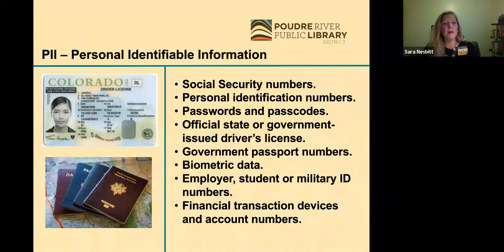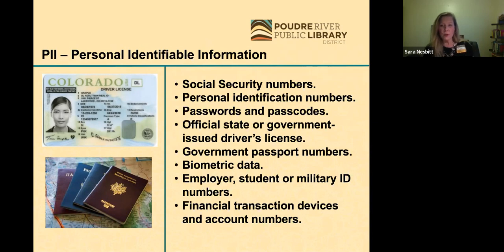All right, this PII is the information that you should be holding as close to the vest as possible. This is your personally identifiable information. By the way, before anyone asks, that is a bogus Colorado driver's license. She doesn't exist. I had to ask permission for it. But it's your Social Security numbers. It's your personal identification numbers. It's passwords, passcodes, official state or government-issued driver's licenses, your passports, biometric data as well.